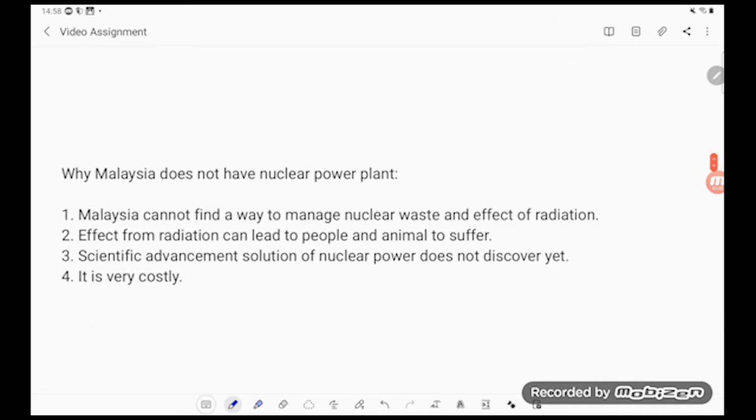Why does Malaysia not have a nuclear power plant? Because Malaysia cannot find a way to manage nuclear waste and the effects of radiation. The effects of radiation can cause people and animals to suffer. And the scientific solution for nuclear power has not been discovered yet. And it is very costly.